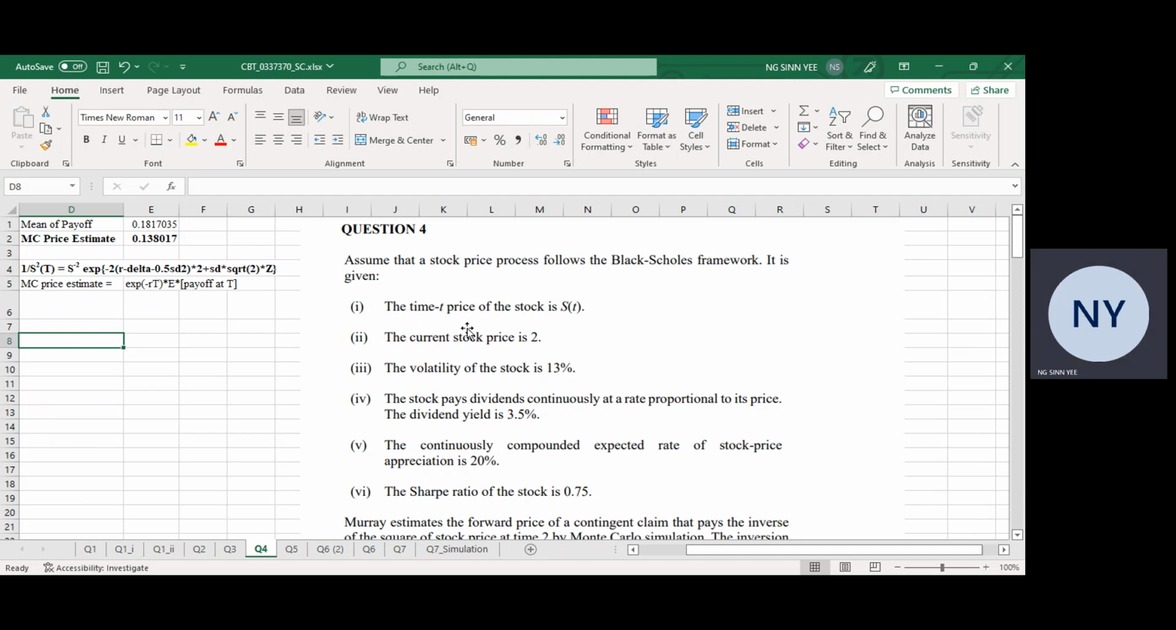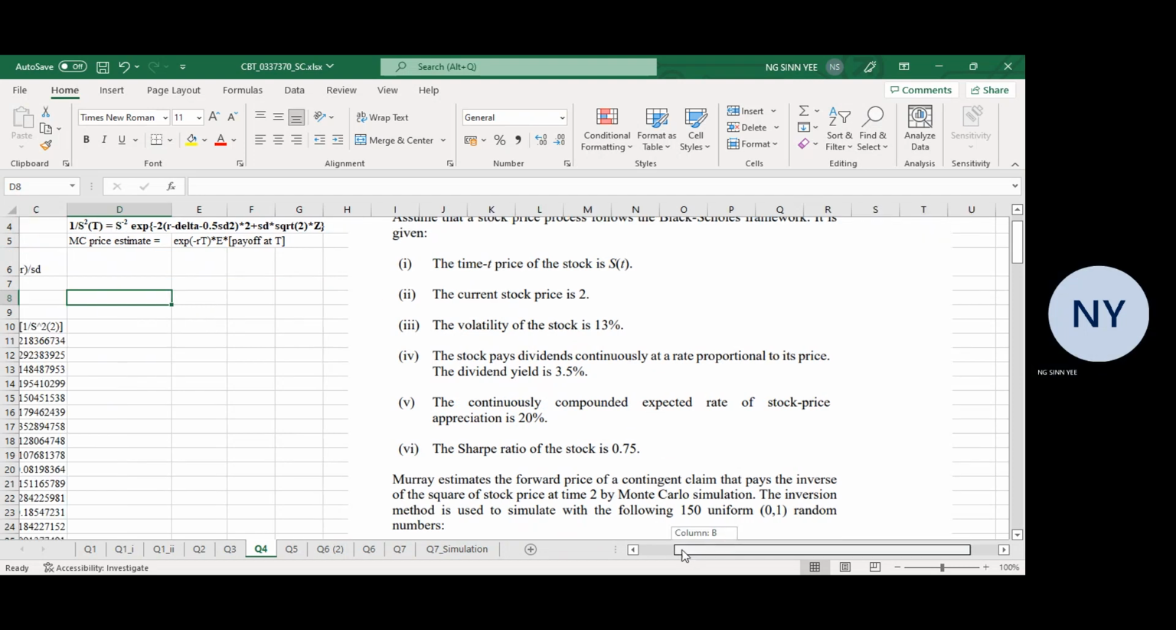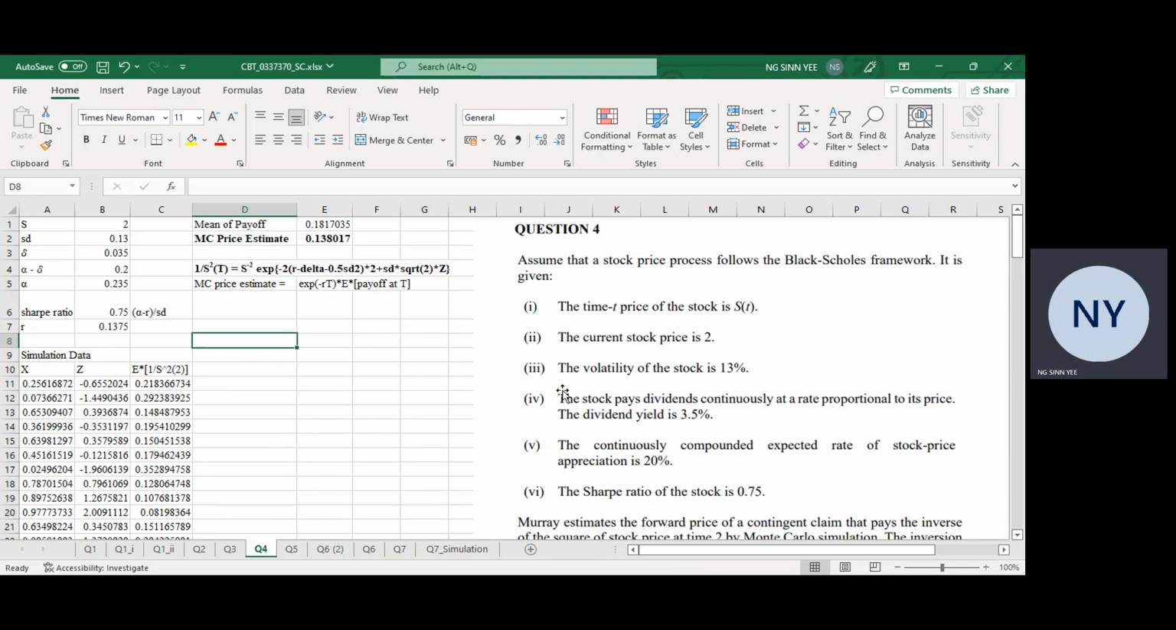Firstly, the time t price of the stock is ST. The current stock price is 2. The volatility of the stock is 13%. The dividend yield is 3.5%, and the continuously compounded expected rate of stock price appreciation is 20%. The Sharpe ratio of the stock is 0.75. The given information was summarized in this table.